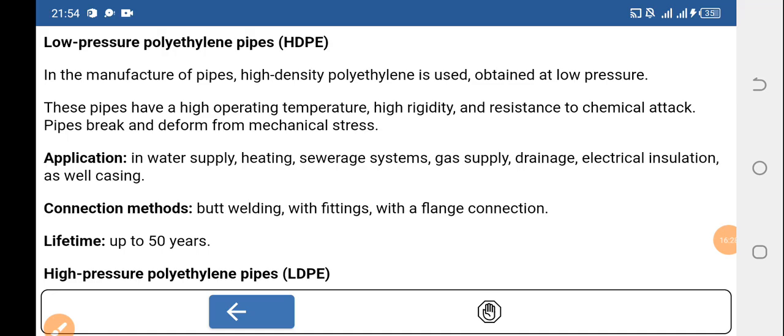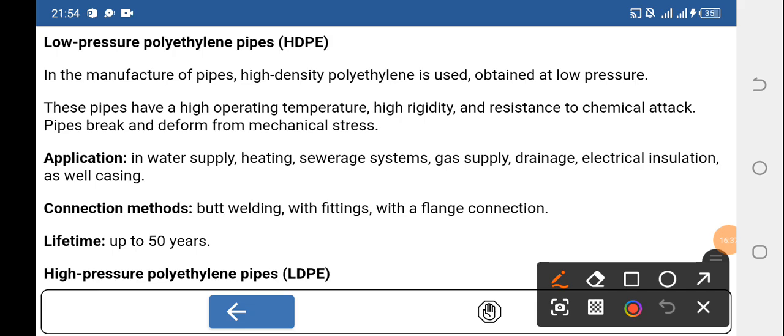So it is important that you understand the use of this pipe when I talk about the application. Number one, it can be used for water supply, sewer system, gas supply, drainage, electrical insulation, as well as the casing. Casing is the method of protecting, or covering, the other pipe which is inside. So this pipe can be used as a casing pipe.